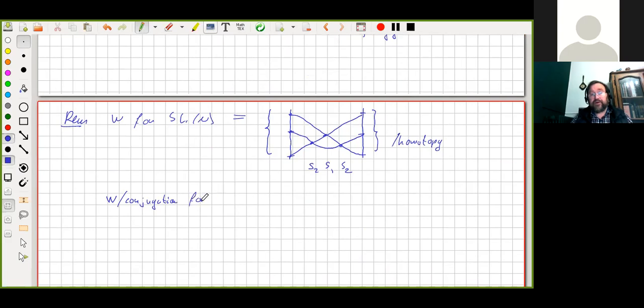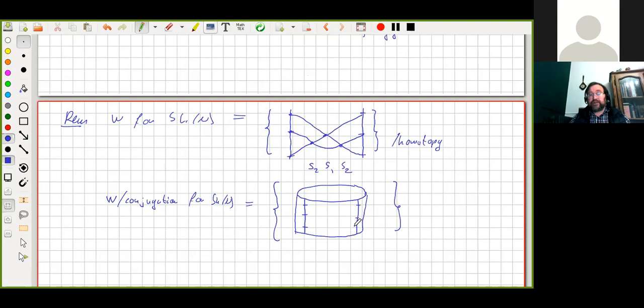For SLN, of course, these classes can be represented in the following way. The only difference between these diagrams, if I do it for conjugation, is that I draw everything on a cylinder, gluing the left and the right side. Maybe I should have drawn it for the other color, but well, this is this piece of the picture.